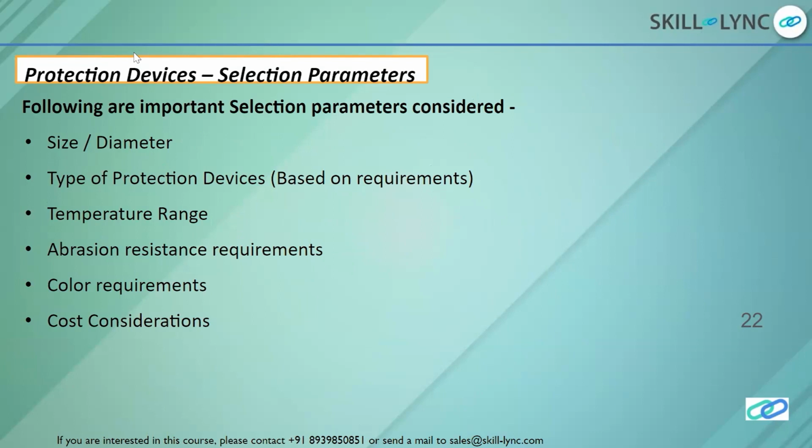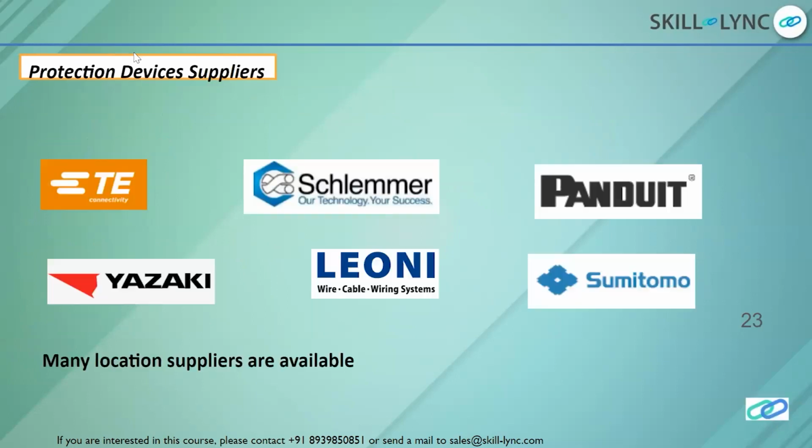What is the temperature range of usage of those particular wires, or in what area of usage it is, whether the abrasion resistance requirement is there, or if there is a color requirement accordingly, and then further the cost considerations. Correct. So based on these parameters, you can select the right set of protective coverings.